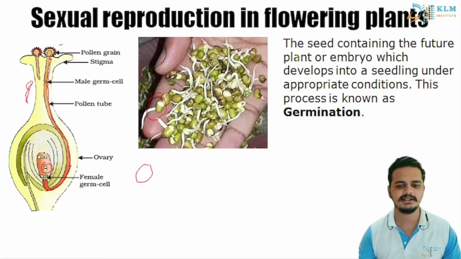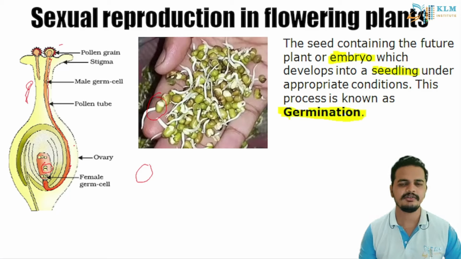You can see here the seed containing the future plant or embryo, which develops into a seedling under appropriate conditions. That is, if you water them or you sow them in the soil, it leads to a process known as germination. Here in the picture, you can see green gram sprouts. So this is a classic example of germination. So students, that was about sexual reproduction in flowering plants.